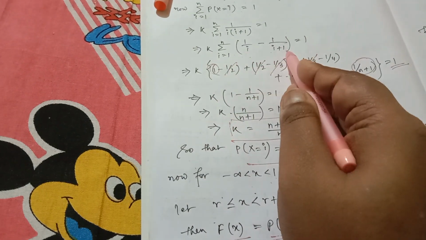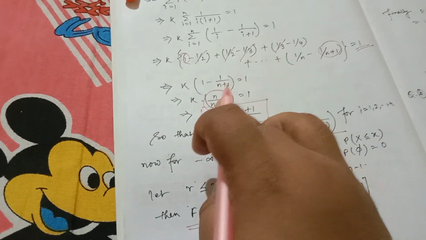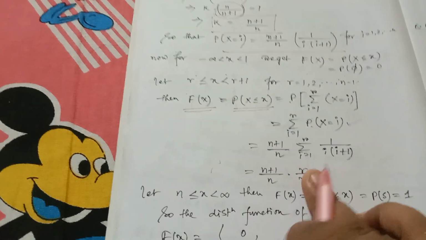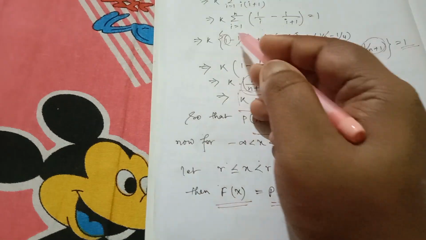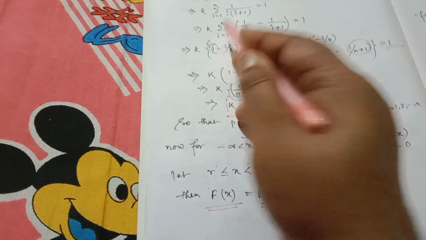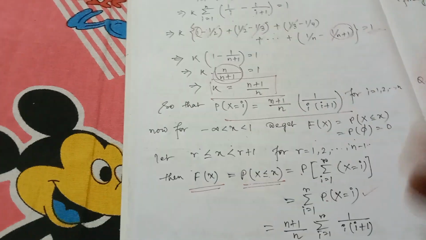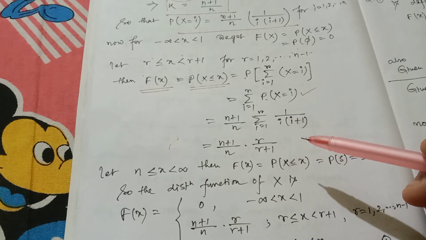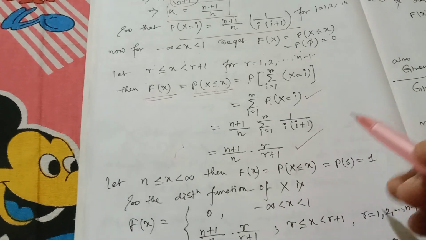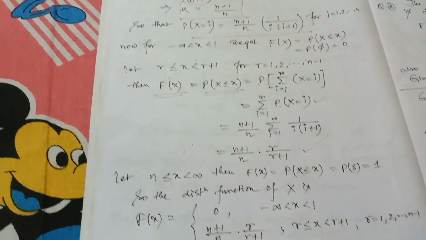Now just now we have seen whenever we want to split this summation, the outcome is n by n plus 1. So here the outcome will be r by r plus 1. Why? Because whenever the summation varies from 1 to n, the outcome is n by n plus 1. So whenever it is varying from 1 to r, the outcome should be r by r plus 1. So this is the distribution function within this range.